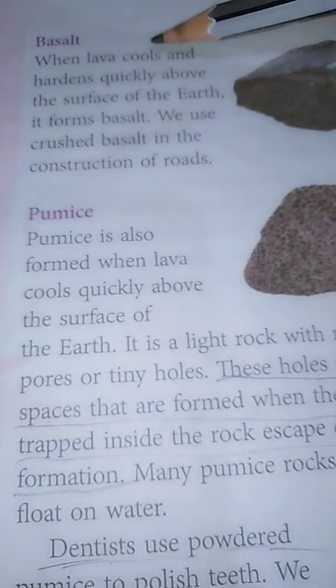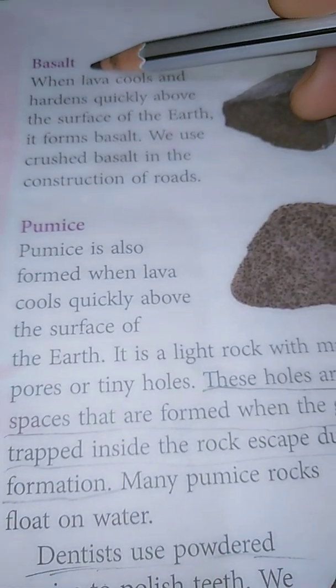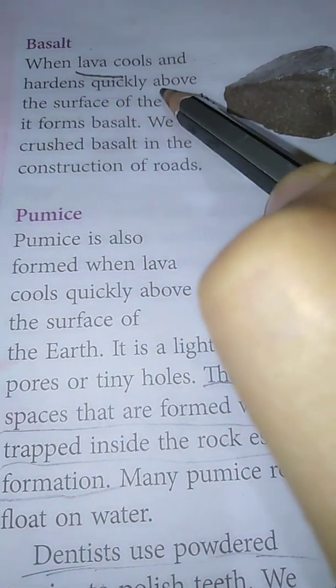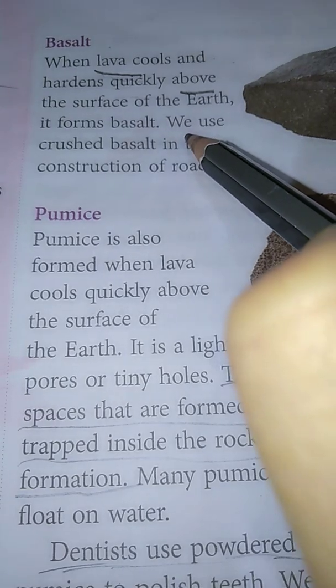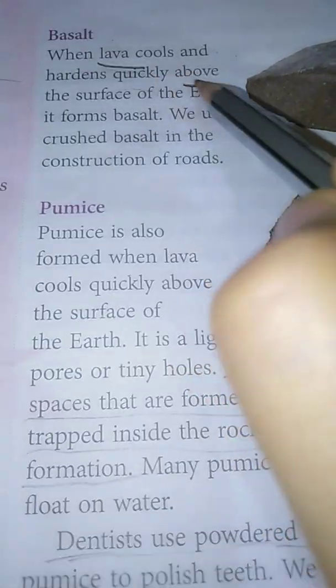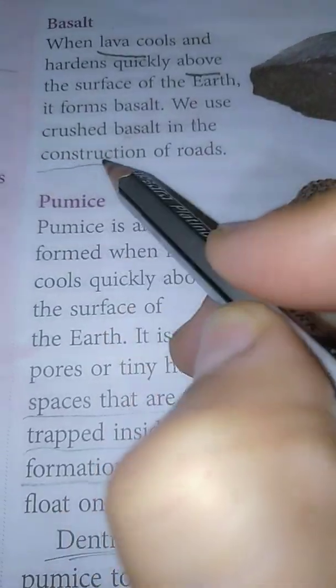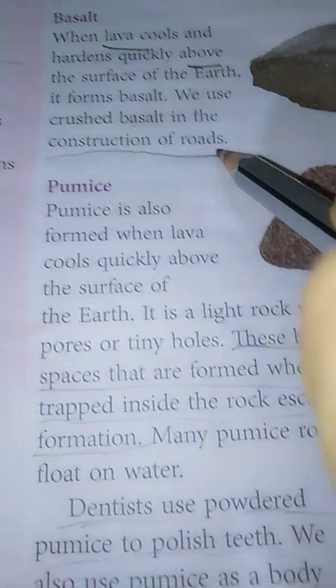Now next type of igneous rock is basalt, and it is formed by cooling of lava above the surface of the earth. Okay, this is made by cooling lava above the surface of the earth, and it is crushed and used in the construction of roads.